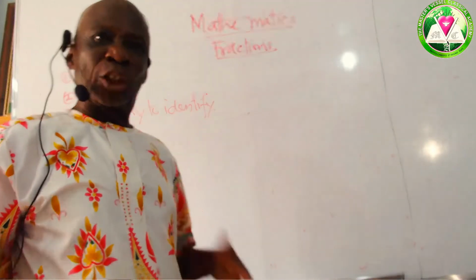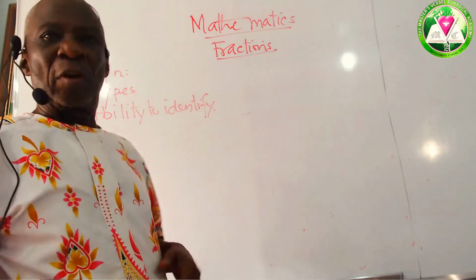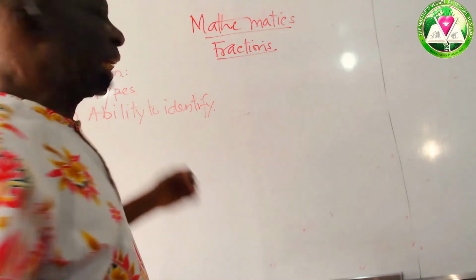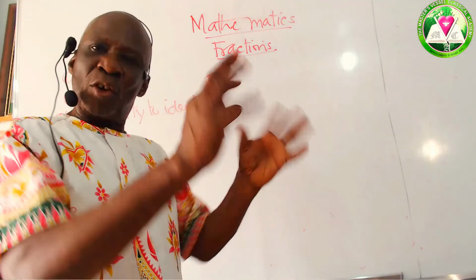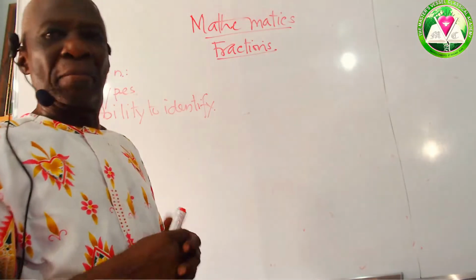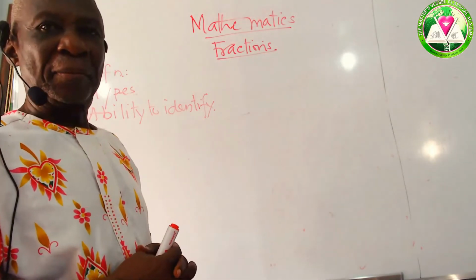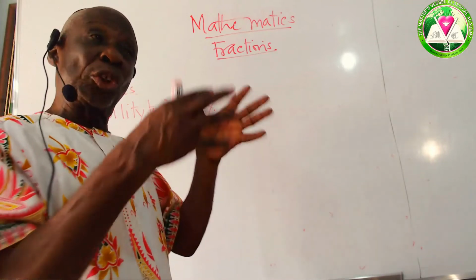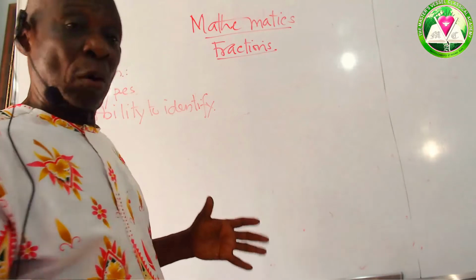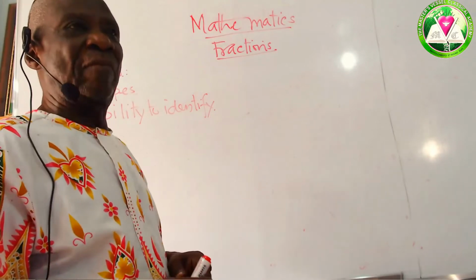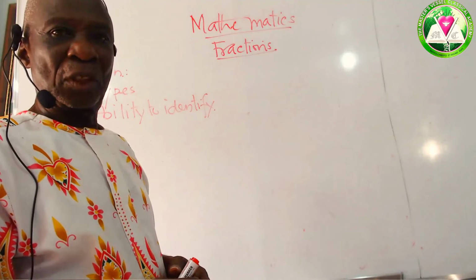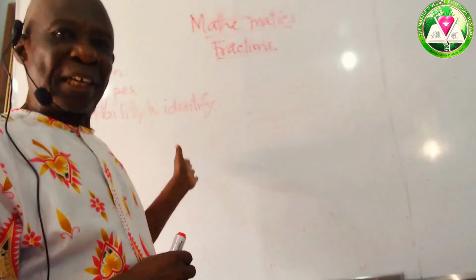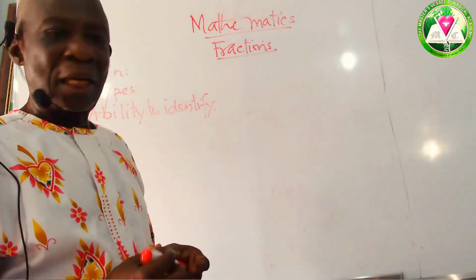Now, the definition will explain to us what is involved in fraction or what it means. Then the types will be the various types that we can see, the forms in which they appear. And then the ability to identify is for the students to see, whether in the textbook or anywhere at all, when they see a fraction, they say, this is this type of fraction. We shall go through our work based on these three outlines.